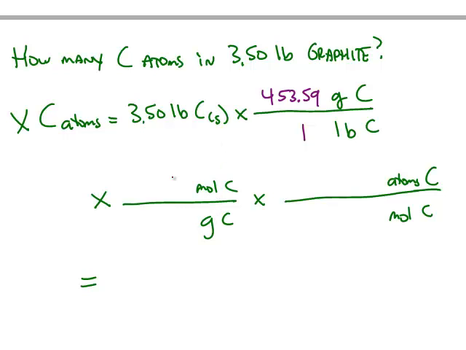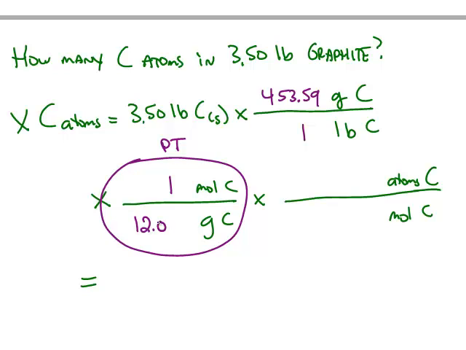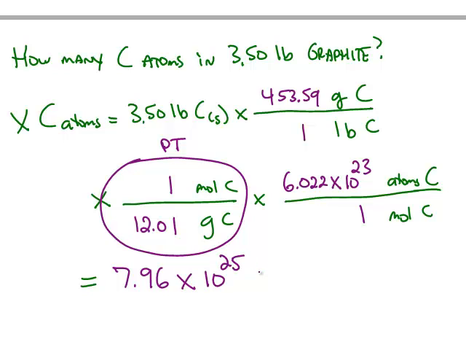Grams of carbon into moles of carbon, we get this conversion factor from the periodic table. The molar mass of carbon, 1 mole of carbon, is the value on the periodic table, 12.01 grams. And then 1 mole of anything is always Avogadro's number, 6.022 times 10 to the 23rd atoms of carbon. So multiplying this out, we get a huge number, 7.96 times 10 to the 25th atoms.